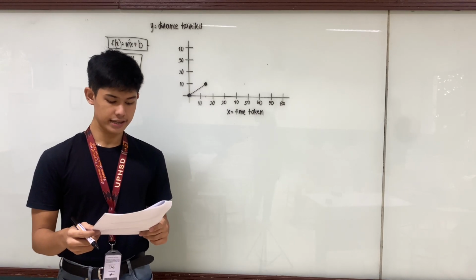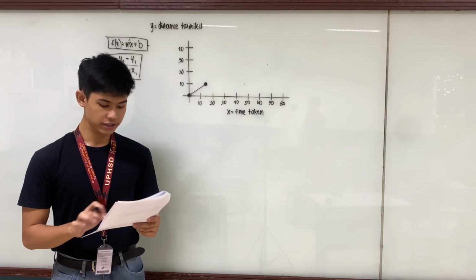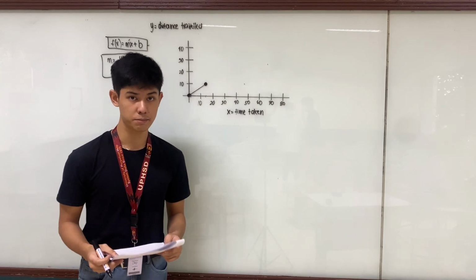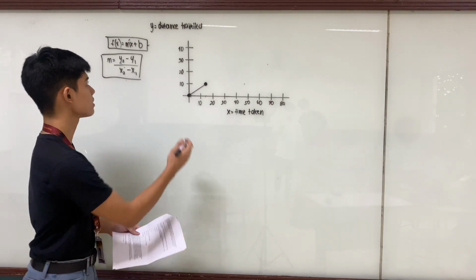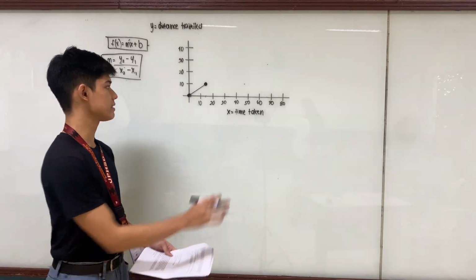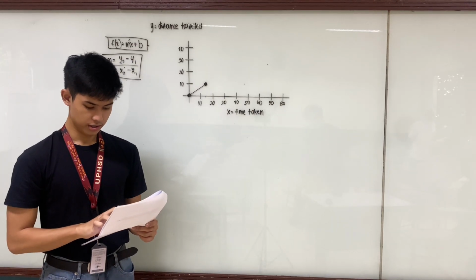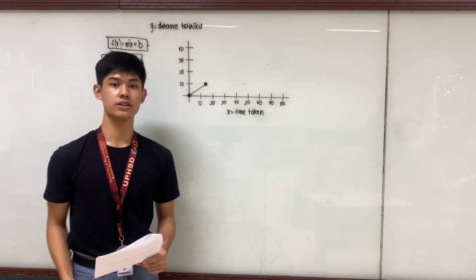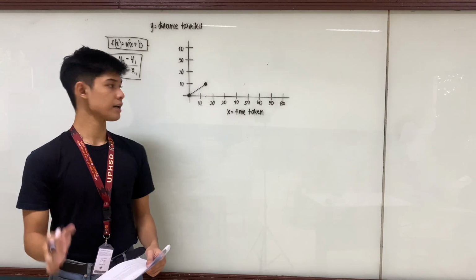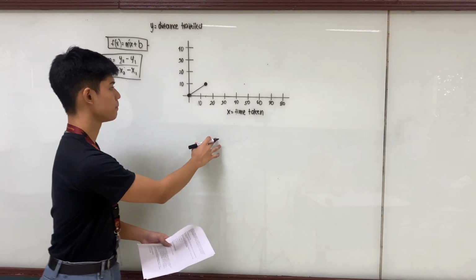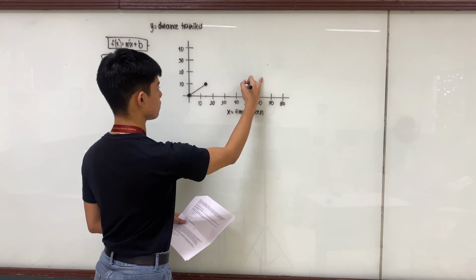It says that he stops at a restaurant and eats breakfast for 30 minutes. So for our coordinates in our graph, we need the distance and time, right? But it says here, he stopped at the restaurant. This means that our distance, or y, will not change because he stopped. But our time is still going. So this means that our distance, or y, will remain the same, whereas our time taken will be increased by 30 minutes since he took breakfast for 30 minutes.